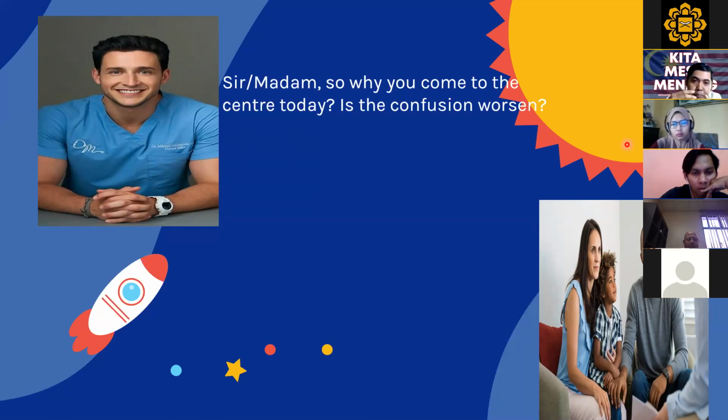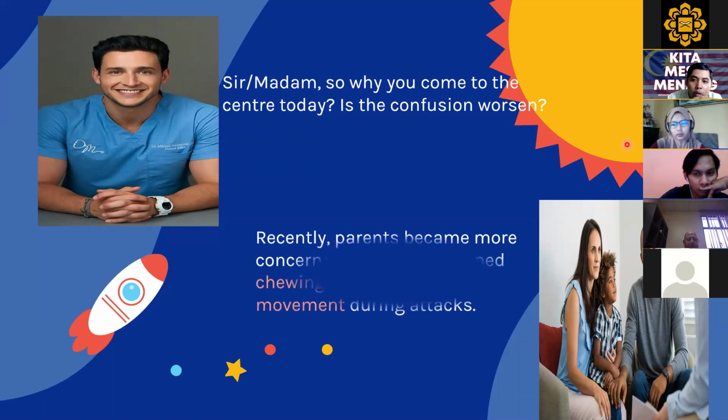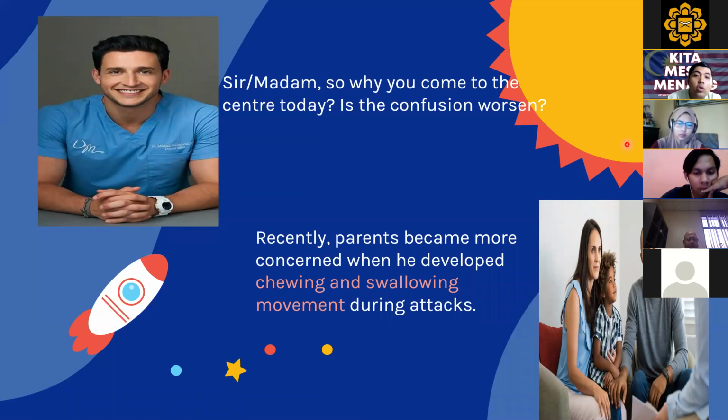Before we start the history taking, it is better to ask an open-ended question. Okay, so recently, parents became more concerned when he developed chewing and swallowing movements during attacks. When we get this history, chewing and swallowing movements, it comes to us, oh, maybe this child has seizures. So what is the further history that we want to ask?